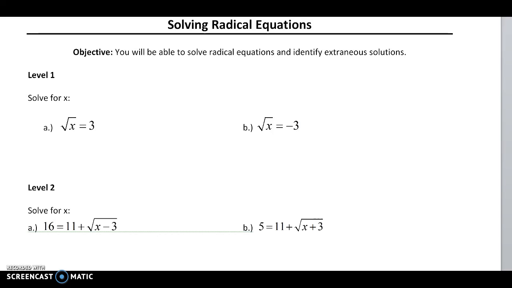Hi everyone. In this video, we're going to learn how to solve equations with radicals in them. And the good news is that most of the steps of doing this are the same as solving any other equations. We can use the same thought process. So let's start off with the basics.